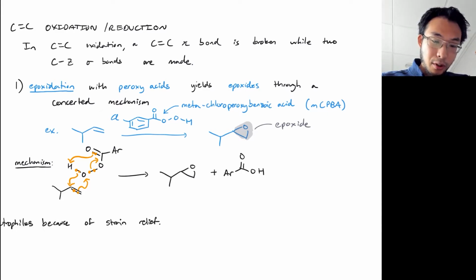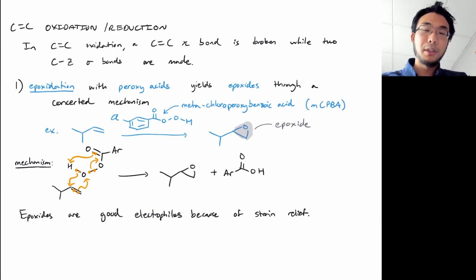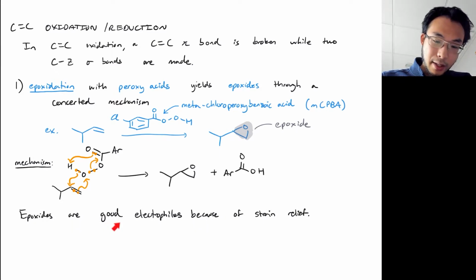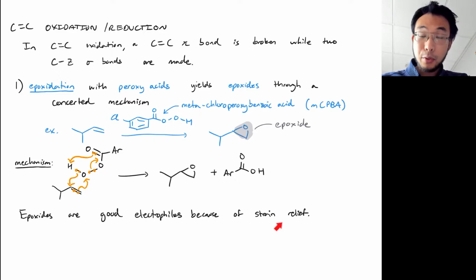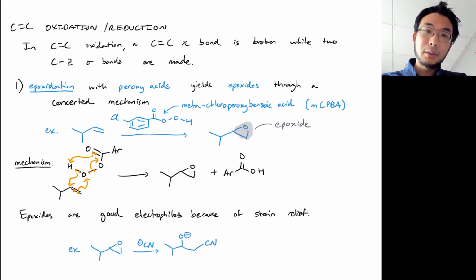Epoxides are very useful as a functional group, which will be learned about in future videos, but they are really good electrophiles because they do have some amount of strain, and so attacking these and breaking open the ring can relieve a lot of strain, making it a very reasonable reaction. So an example of that would look like this, where a cyanide nucleophile is attacking the epoxide and breaking it open.